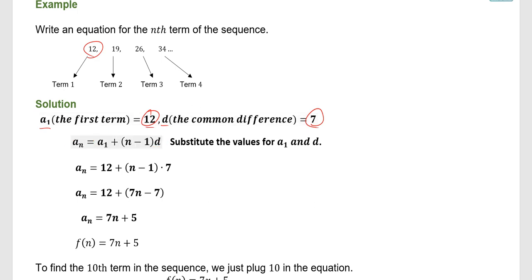So starting with our equation and then substituting the values for a sub 1 and d, we get a sub n equals 12 plus n minus 1 times 7. And then again, from this point on, we just need to simplify. So 12 plus 7n minus 7, right? I distributed this 7 into these parentheses. And then combining like terms, 12 minus 7 is 5, and then just 7n is 7n. Okay? So a sub n is 7n plus 5. Okay?